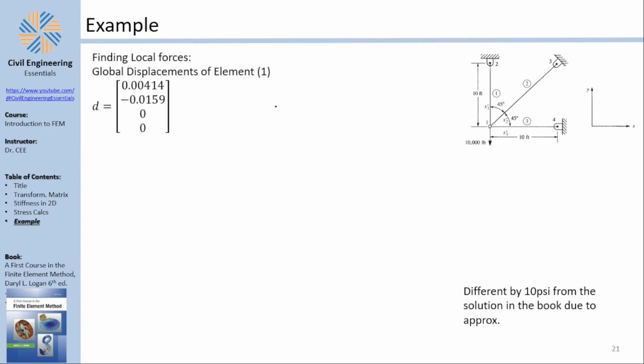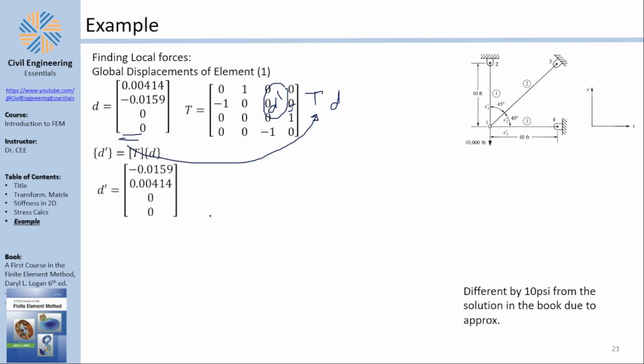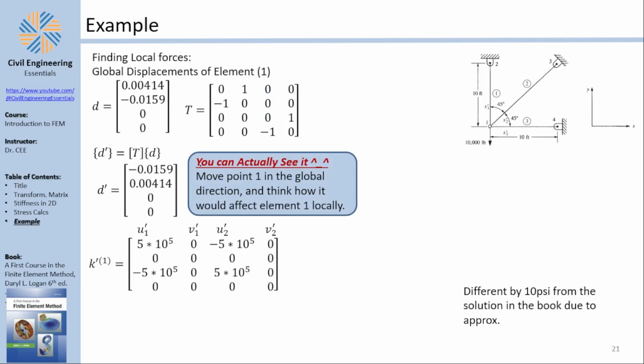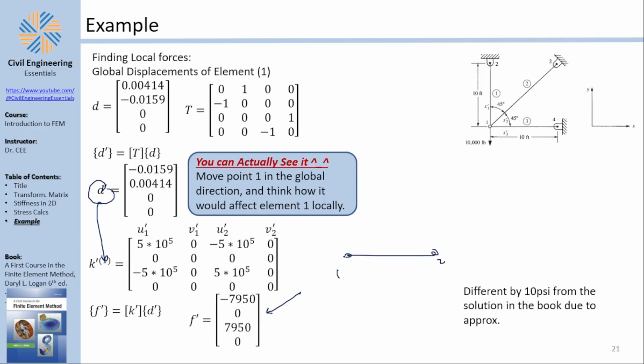Now you know that the local equals the global left multiplied by the transformation matrix. You have the global displacements, you can multiply by the transformation matrix to give you the local displacements. If you do that, you get this. So with that being said, you have the local displacements, you have the local stiffness matrix. If you multiply them together, you get the local forces. It's negative 7950 and positive 7950. So if you have an element from 1 to 2, negative means going to the left for point 1. Positive means going to the right for point 1, which means that the force is tension 7950.